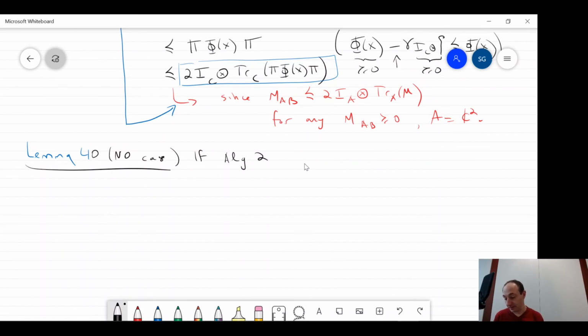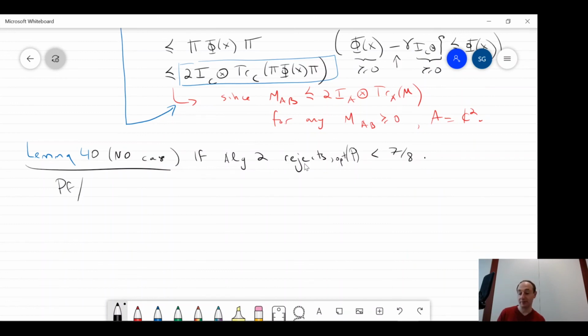That's the premise here. So in the no case, if algorithm 2 rejects, opt of P, sorry, I was using this other notation, opt of P is going to be strictly smaller than 7/8. That's the claim. Okay, so again, how do we do this?